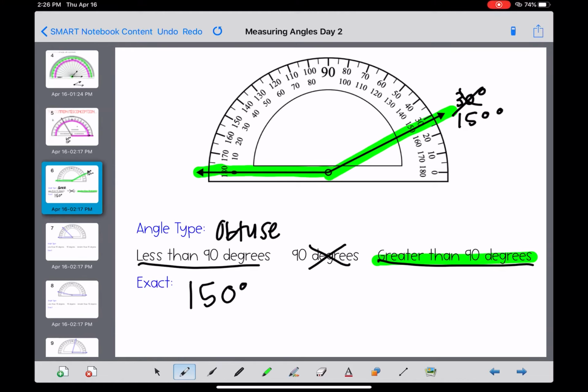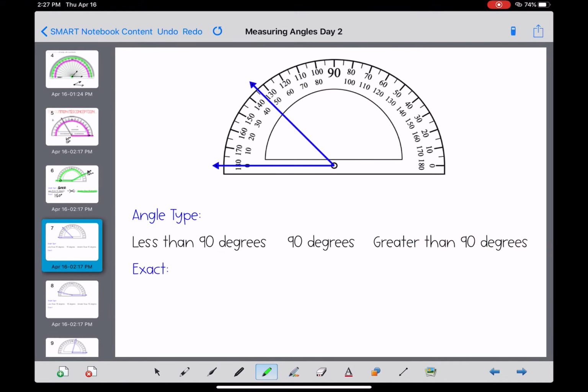If we were using the other strategy, I would look where my bottom ray is pointing, which is pointing towards the 0 on this side. So I would want to look at the numbers that start with 0, and that would take me to 150 degrees. So let's see if I can do a better job explaining that on the next one. Again, the angle does not quite match up to a number, so we're just going to go to the closest. So for my angle type, I have acute, right, or obtuse. An acute angle is less than a right angle, which makes the square.